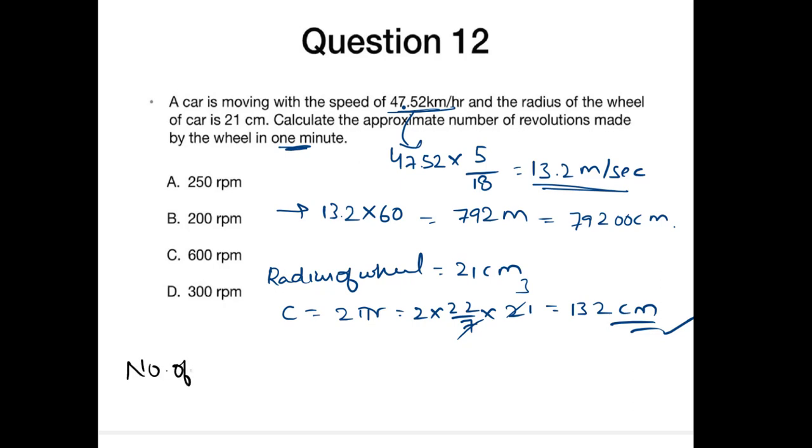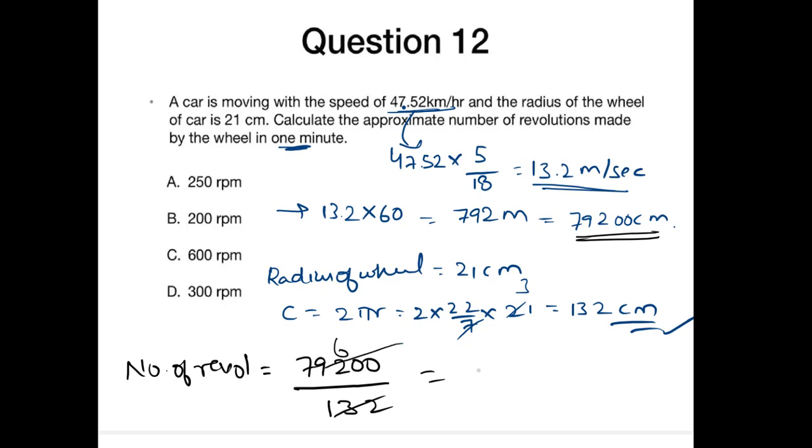So the number of revolutions will be the distance covered in 1 minute, that is 79,200, divided by the circumference, which is 132. So 132 ones are 132, 132 sixes are 792. So it's going to be 600 rpm. So this is the solution. So this is how we're going to do it.